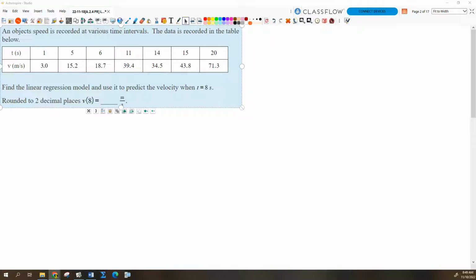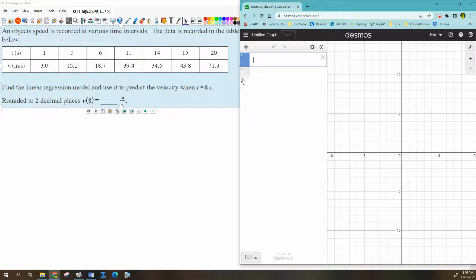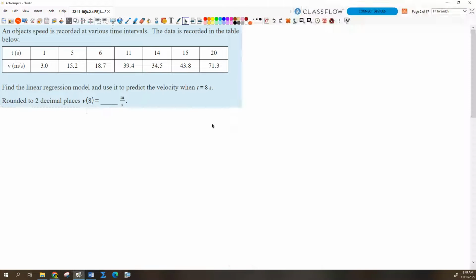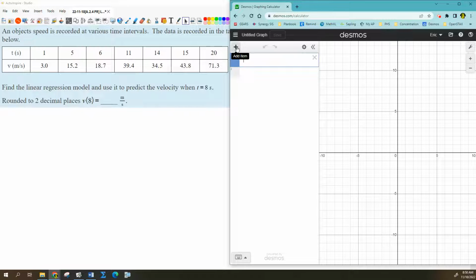So everybody bust out Desmos graphing. Okay, and if we want to make a table, here's what you do. You go up to the add item, the plus symbol in Desmos graphing, and what do we choose? Table. There you go.